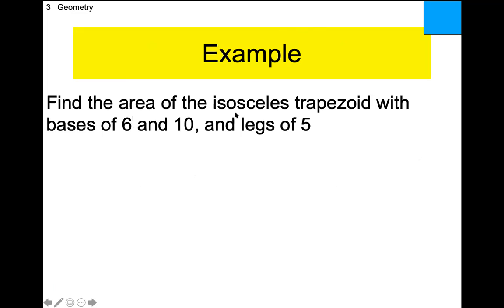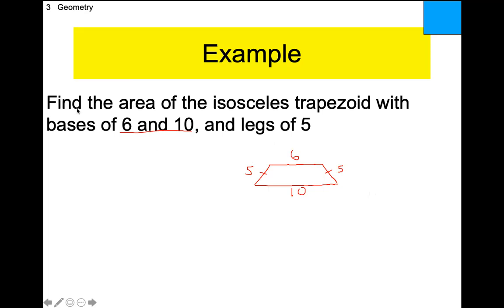It says, find the area of an isosceles trapezoid. So I'll draw a pretty poor isosceles trapezoid. Well, there's my isosceles trapezoid. I know that in an isosceles trapezoid the two legs are congruent. It says that the bases are 6 and 10. So obviously the long base is 10. The short base is 6. And it says the legs are 5, legs plural, because it's isosceles. So both sides are 5.